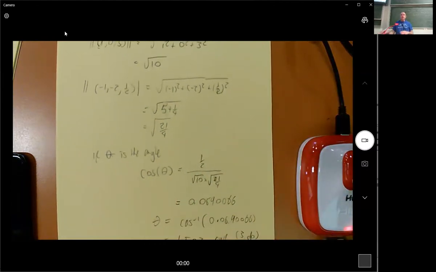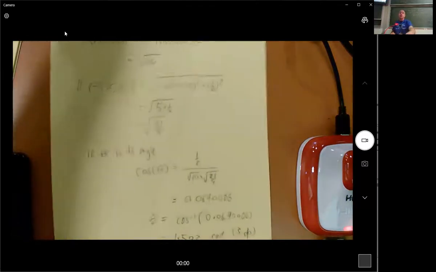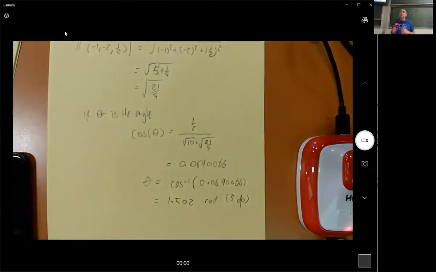Okay, that's how to find the angle between things, and it's very clever. It involves drawing some triangles with your vectors.